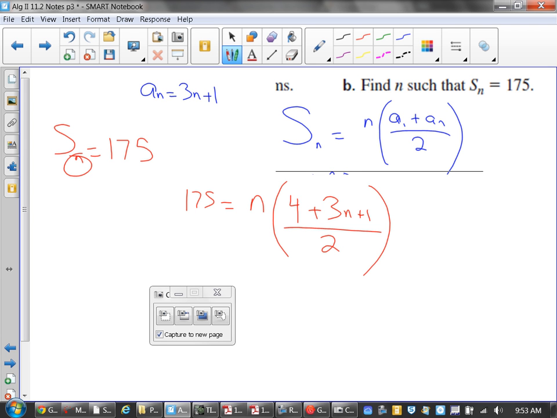We're using direct substitution. Can I combine anything? Yeah, 4 and the 1. 4 and 1 is 5. Good. Could I also get rid of that divide by 2 by multiplying both sides by 2? What's 175 doubled? 350. Got it.